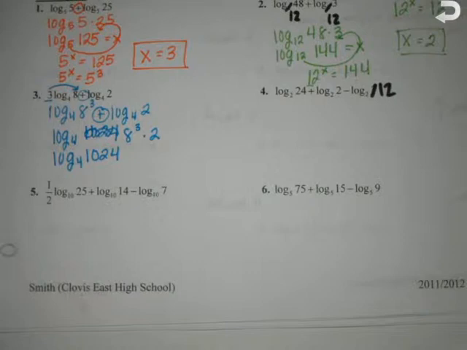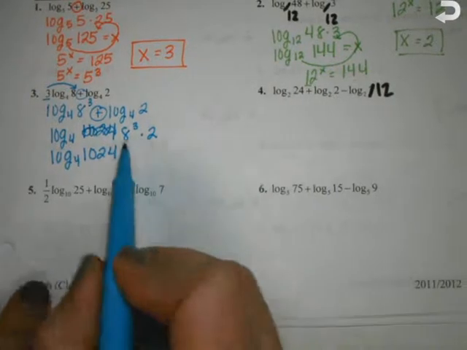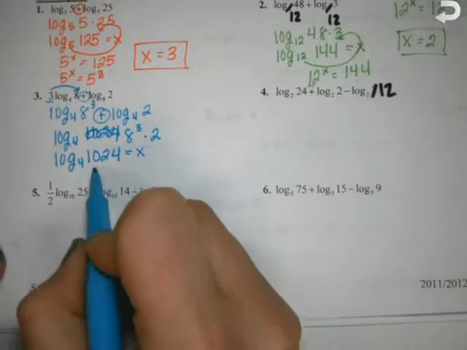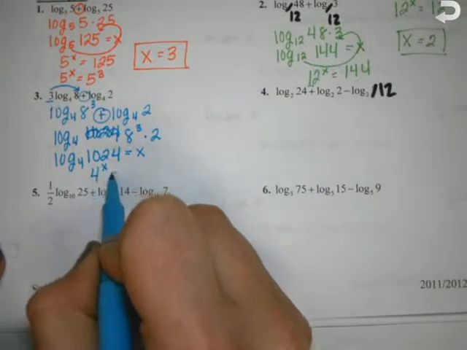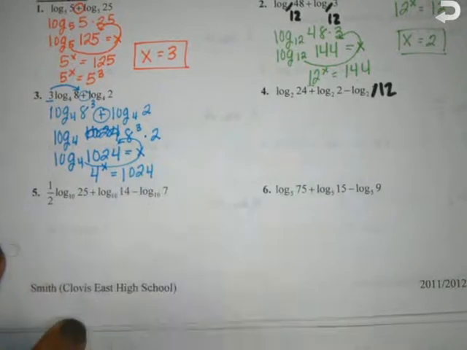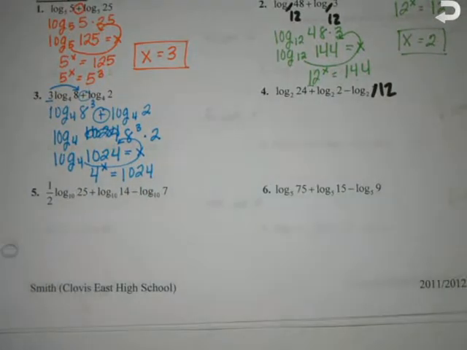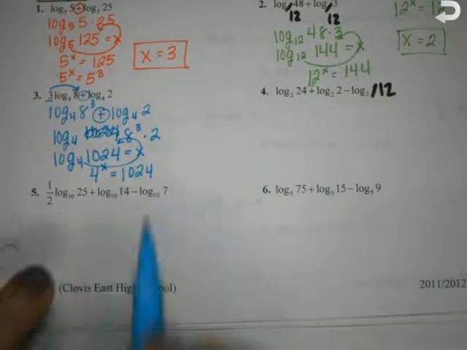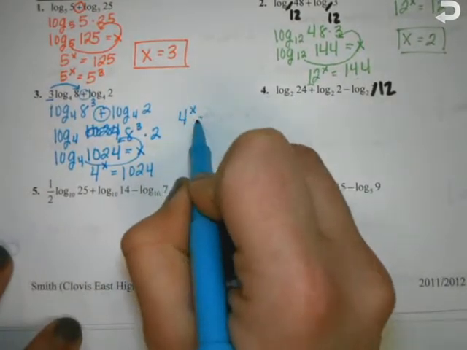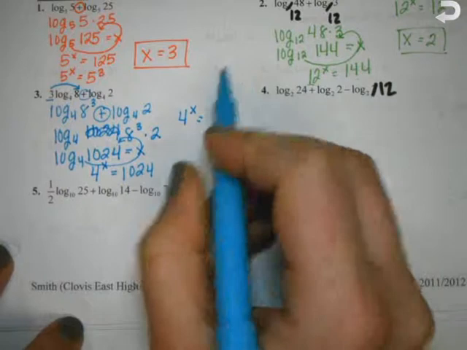So now we can solve this. We set the whole thing equal to x. So 4 to the power of x, because we come up and around, equals 1024. Okay, we need to get this 1024 to be a base of what? To be a base of 4. 1024 is actually 4 to the 5th power.